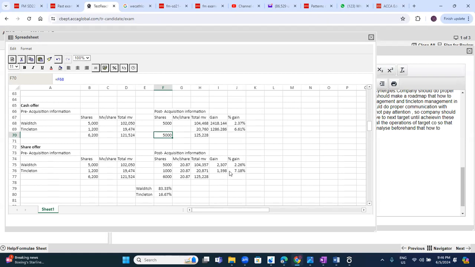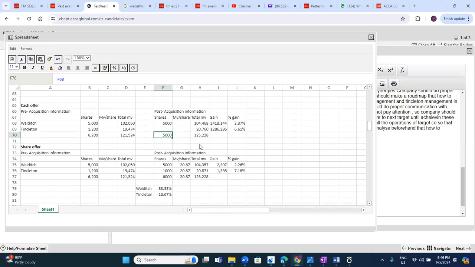Okay. So you can write one point for commercial acumen. From the T company perspective, chances are there that T company will not accept the share for share offer because they are not getting enough gain for the risk they are taking. Plus, there is no basis for how many shares are given.